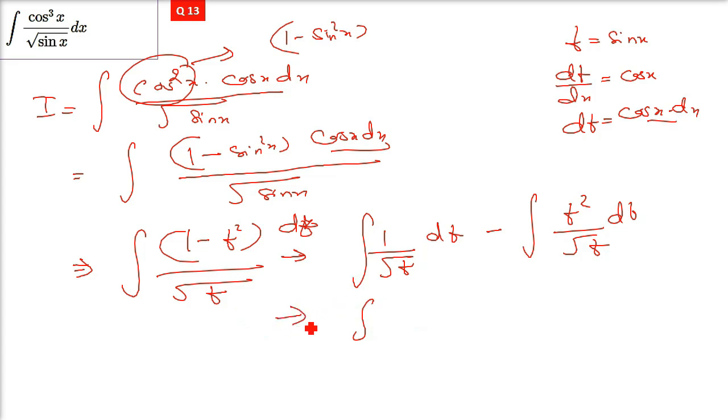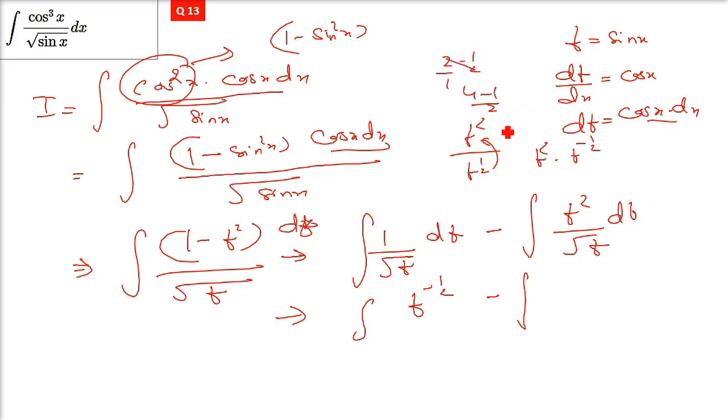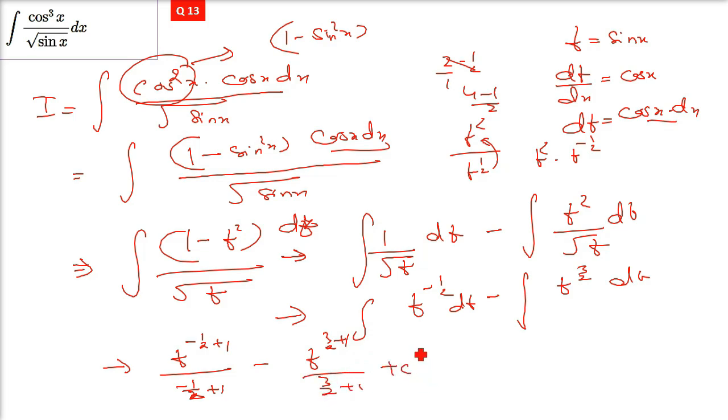So 1 by under root t will be what? Under root t is t raised half. When it goes up, it will be t raised minus half. And this is t square and under root t. T square is upstairs. T raised half will go up, it will be t raised minus half. 2 minus half is 4 minus 1 by 2, that is 3 by 2 you'll get. So t raised 3 by 2 dt. And when you integrate this, t raised minus half plus 1 divided by minus half plus 1, and this is negative, t raised 3 by 2 plus 1 divided by 3 by 2 plus 1, plus constant of integration, of course.